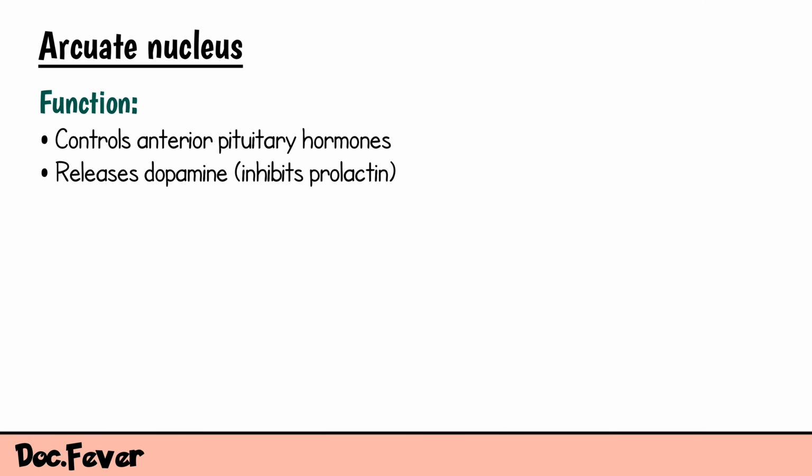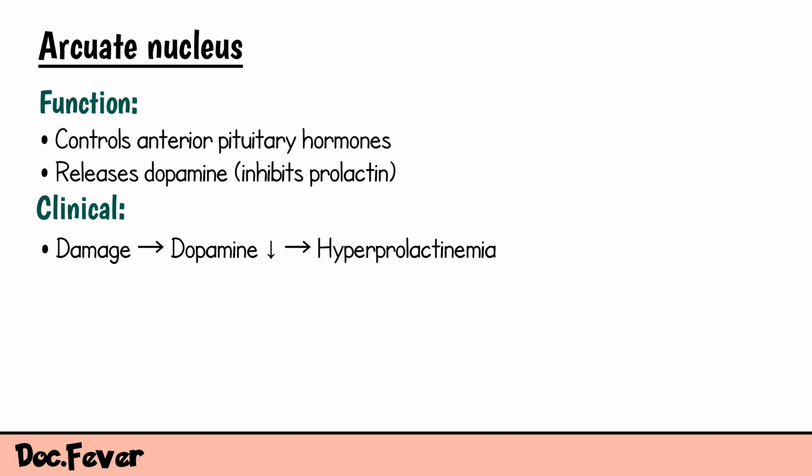Next is the arcuate nucleus. Its functions are that it controls anterior pituitary hormones and releases dopamine, which inhibits prolactin. If it is damaged, it will lead to decreased dopamine. Due to this there will be hyperprolactinemia, which causes infertility, galactorrhea, and menstrual changes.